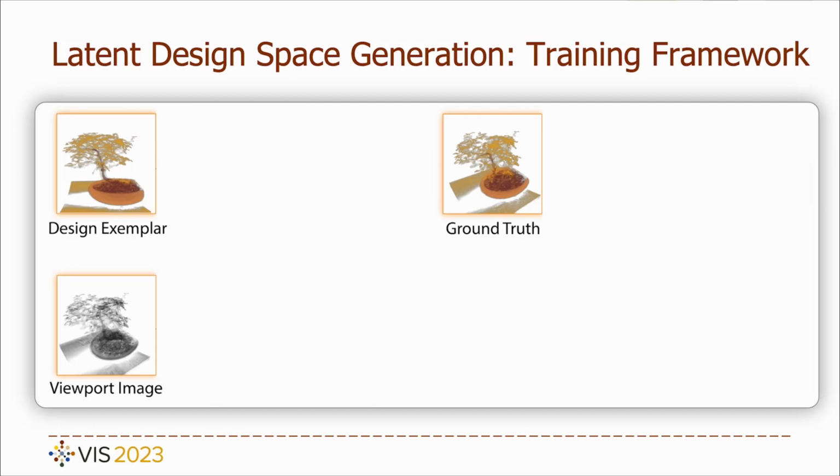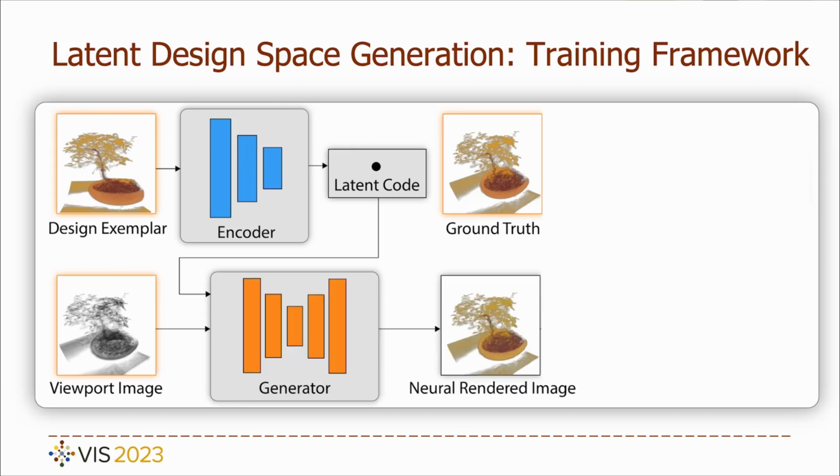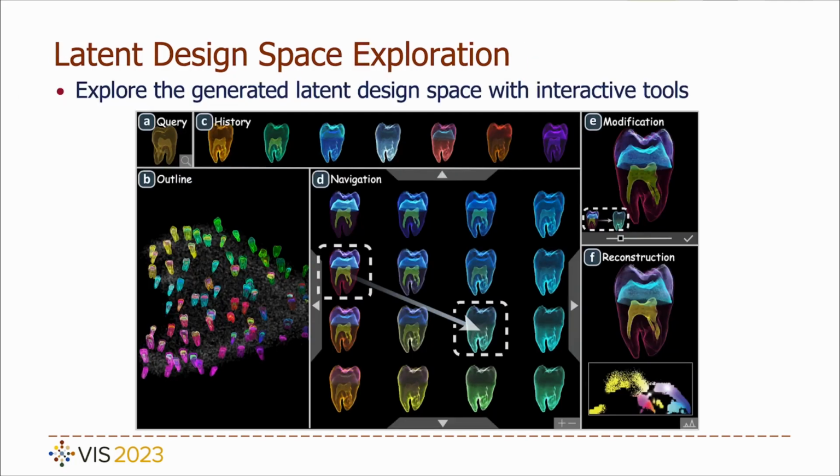During the forward propagation, the encoder maps the design exemplar into a latent code. The latent code and the viewport image are then fed into the generator to produce a neural rendered image similar to the ground truth image. The loss term is computed by combining the adversarial loss given by a discriminator and L1 loss. Once the latent design space is obtained, users can explore it with a set of interactive tools we proposed.